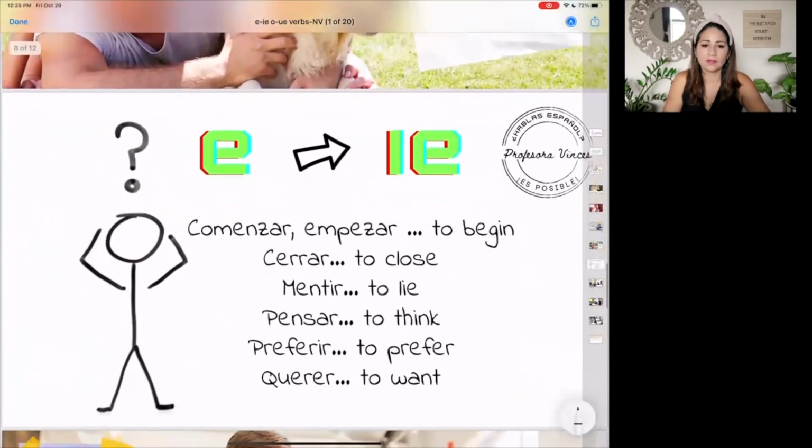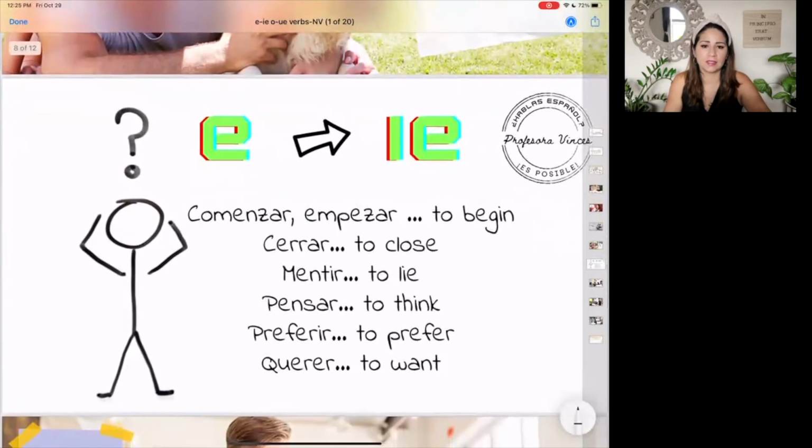Okay, so what are the other verbs that have the stem change E to IE? So we have the verbs comenzar y empezar. They both mean to begin. They have an E here. Notice that in this verb, you have two E's. So if you're confused, wondering which E it's gonna be if the verb has more than one E, it's always gonna be the E that is closest to the ending. So the ending is the AR part, right? So in this case, there are two E's, but this one is the one closest to the AR ending. So that's the one that is gonna switch to IE.